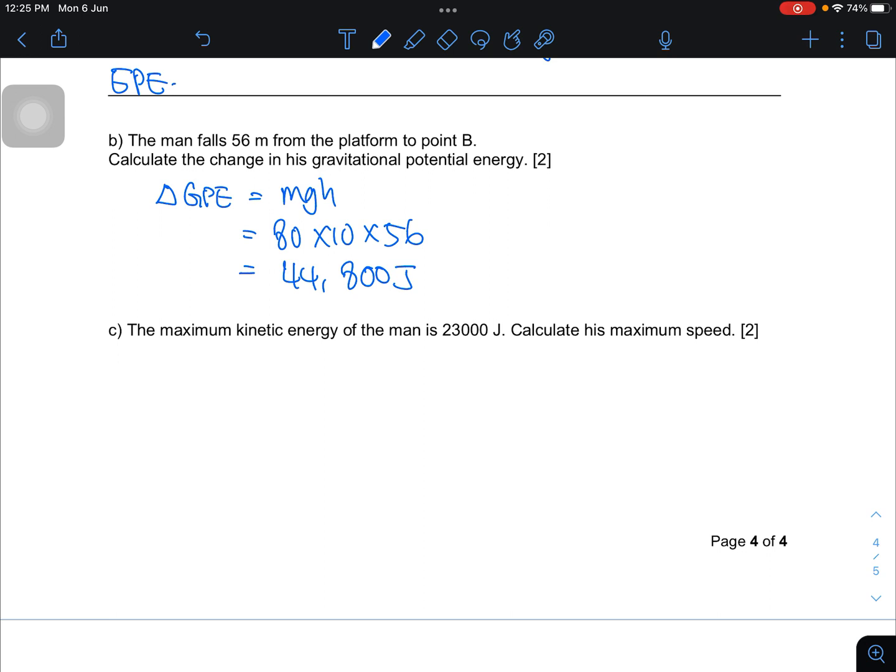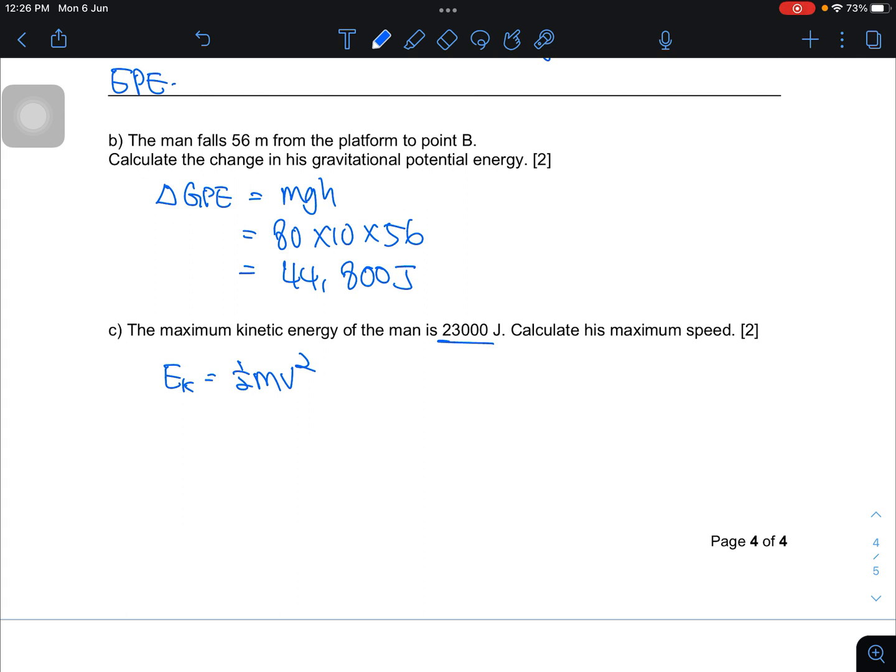Maximum KE of the man is 23,000 joules. Calculate the maximum speed. So KE max equals half mv squared, and they gave you a value already, 23,000. Let's find V. For me, I have the habit of manipulating the algebra rather than punching in the values, because the more values I write, the more dangerous it is, as I'm going to commit more mistakes. So I'd rather play around with the algebra.